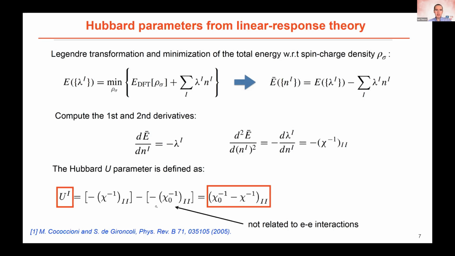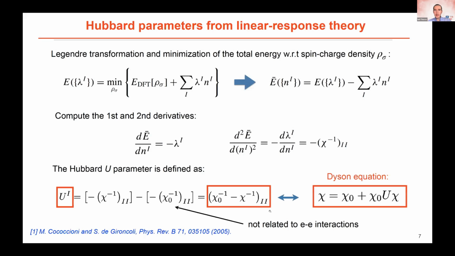And if we massage this equation a little bit, we obtain chi naught to the power minus 1 minus chi to the power minus 1. So I repeat that chi naught is the bare response and chi is the self-consistent response. So we can rewrite this equation in a different way as chi equals chi naught plus chi naught U chi. This is the so-called Dyson equation, where chi naught is the non-interacting response and chi is the interacting response. So that's another way to see why you need this chi naught term. And that's it. That is our final expression for the Hubbard U parameter.